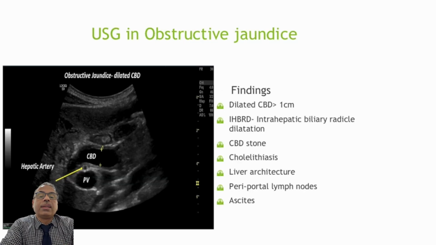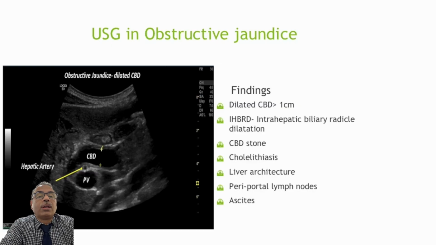And it has practically replaced ERCP as a diagnostic tool. In today's world, ERCP is only used for therapeutic purposes, and it has been replaced by MRCP and other non-invasive methods as a diagnostic tool. Please remember this in your mind.